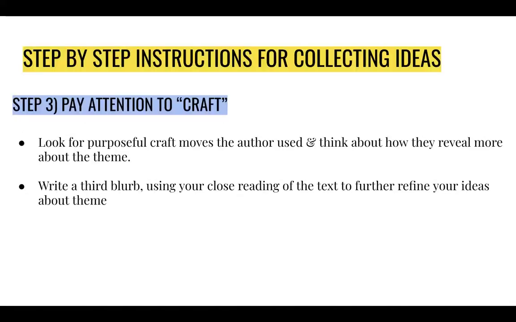And now it's your turn. This is step 3 in this step-by-step manual we're creating, and it's paying attention to craft, looking for purposeful craft moves the author used and thinking about how they show you more about the thematic statement, right, in the story that you're reading. And your specific task after you've identified a passage is to write a third blurb or third free write using your close reading of the text to help you continue to refine or develop your ideas about theme.